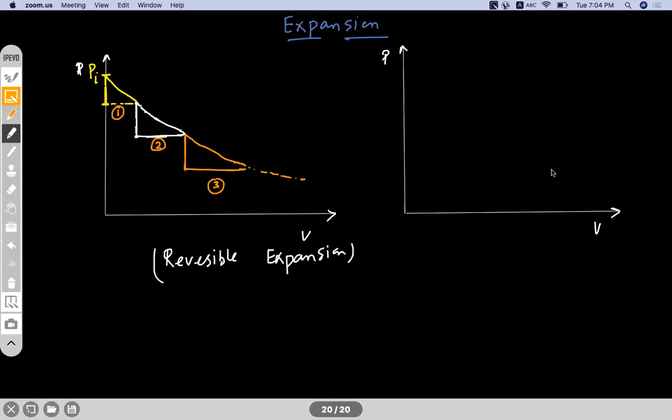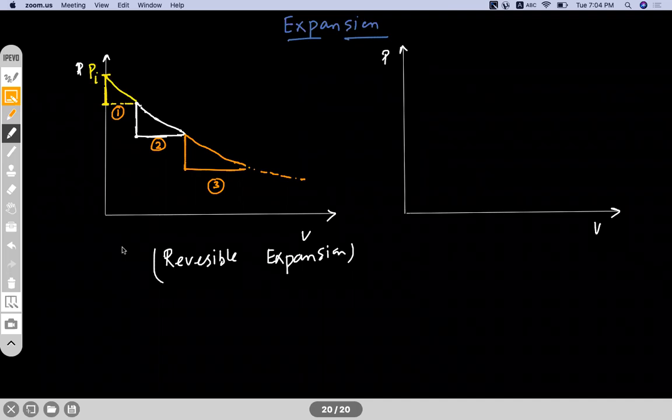Okay. Fine. So see, it's very basic and very simple. Expansion we are considering. Expansion will happen once you decrease the external pressure. Correct. So we are decreasing the external pressure. Now we can decrease external pressure in two different ways. One is this: slowly we are decreasing.